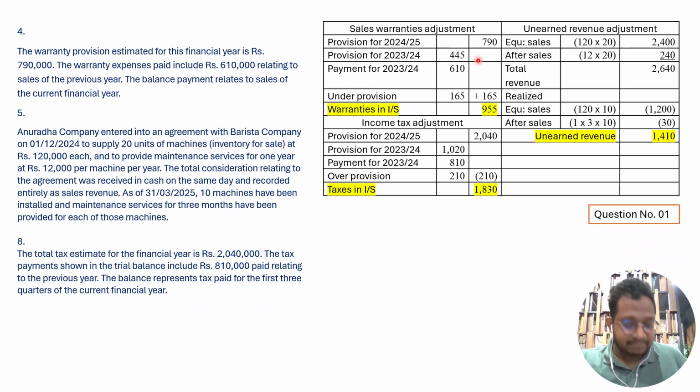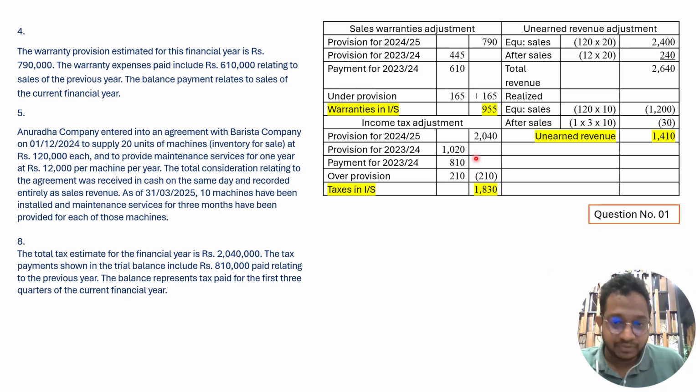Same for the income tax as well. The total tax estimate for this financial year is 2040. And as per the trial balance, the tax provision that you made for last year is 1020, but the actual amount that you paid for last year is 810. Which means in the last year you made an over provision for taxes. But you can't correct last year's financial statement. So the tax over provision that you made last year, you have to correct for this year.